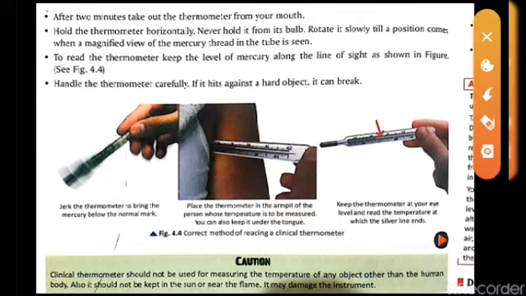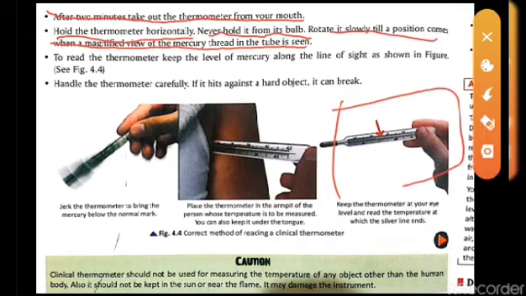Now here, after 2 minutes, take out the thermometer from the mouth. Hold the thermometer horizontally, never hold it from its tube. Rotate it slowly till the position comes when a magnified view of the mercury thread in the tube is seen. That means hold the thermometer horizontally. You can see in this diagram they are showing it in the horizontal position, so we can't show you in the vertical position, or else the mercury will fall down.